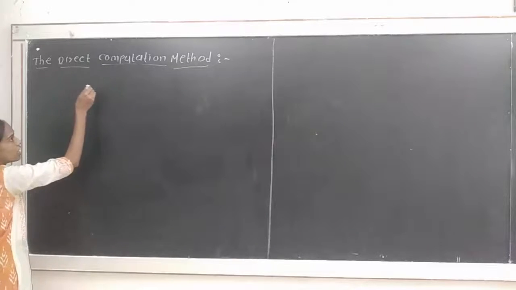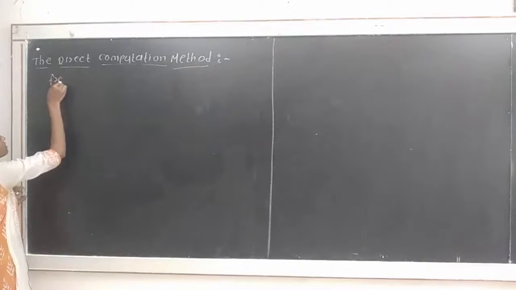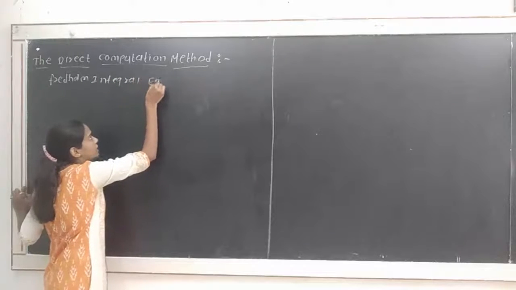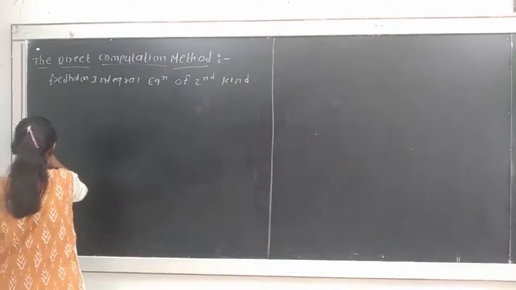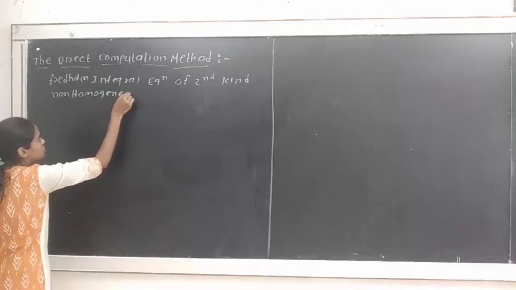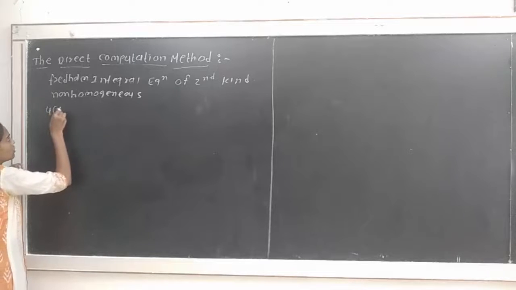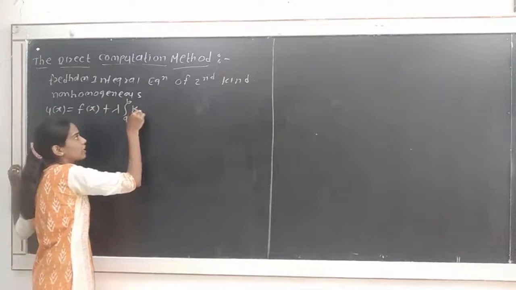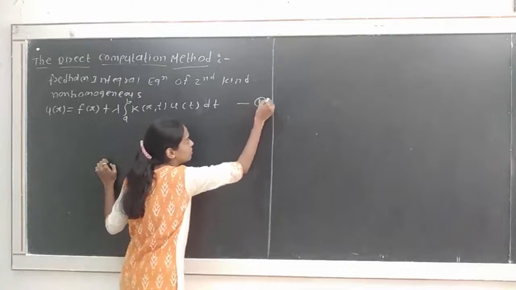So first we know the standard form of the non-homogeneous Fredholm integral equation of the second kind with separable kernel, that is u of x is equal to f of x plus lambda integration from a to b k of x t into u of t dt. Take it as equation number 1.